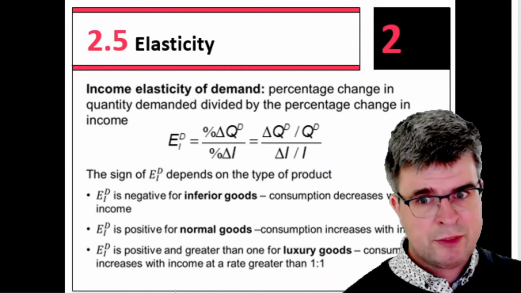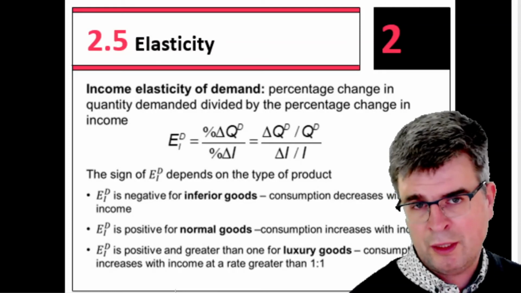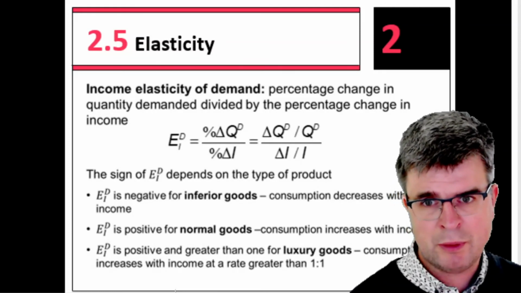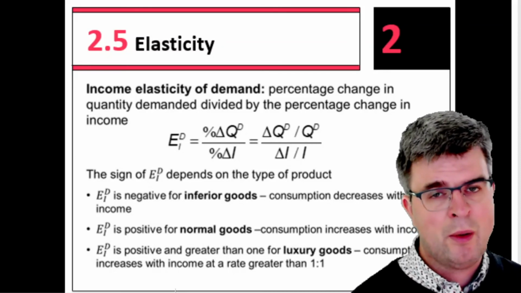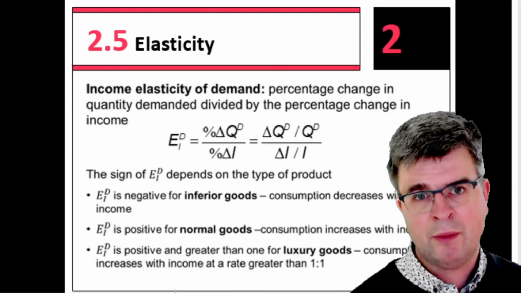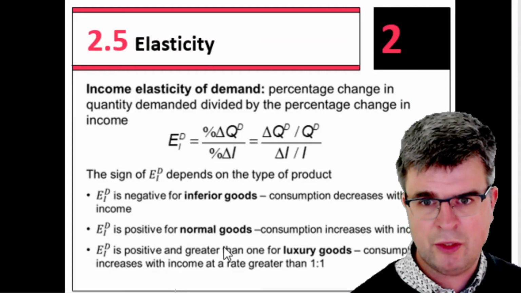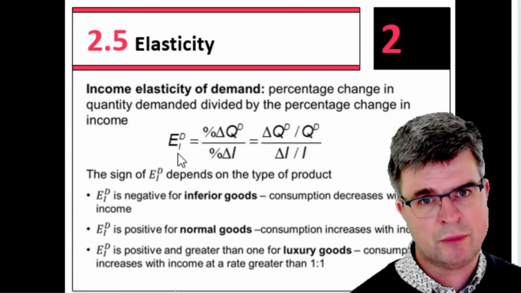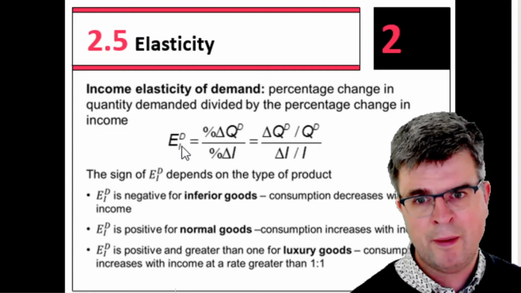So far we considered the price elasticity of demand. We can look at other elasticities which are interesting in their own right, and one of them is the income elasticity of demand, which tells us by what percentage the quantity demanded changes in response to a percentage change in income. We still look at demand, but now as a response to a change in income. So we have an I over here.